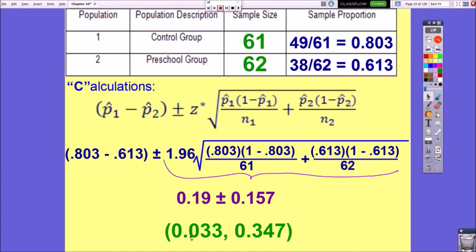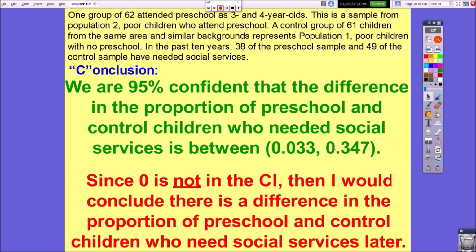So we can now take this and write our conclusion. And so we can say that we are 95% confident that the difference in the proportion of preschool and control children who needed social services is between about 3.3% and 34.7%.